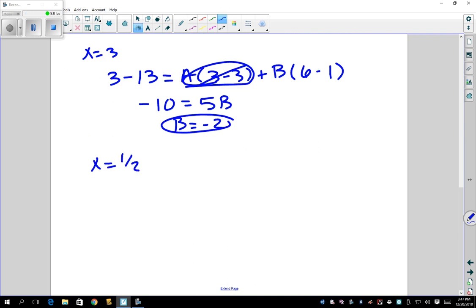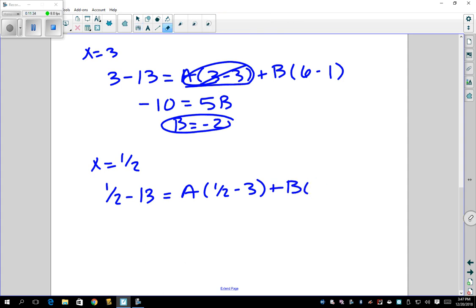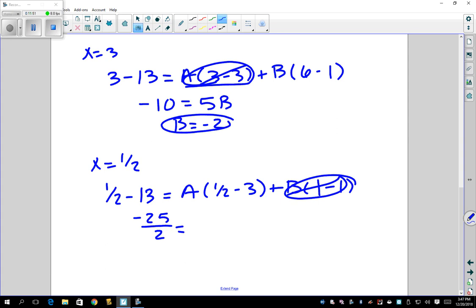Now I'm going to plug in x equals 1/2. I take 1/2 minus 13 equals A times 1/2 minus 3 plus B times, 1/2 times 2 is 1, minus 1 equals 0. So that one cancels out. Here I should get negative 12.5, which I'm going to write as a fraction, negative 25 over 2. And here I should get negative 2.5, which I'll write as negative 5 halves A. If I divide both sides by 5 halves, this gets a little messy, but we can still solve for it. Let's not divide, let's multiply by the reciprocal. If I multiply by the reciprocal, these 2's cancel out, and we're left with 5, so A equals 5.